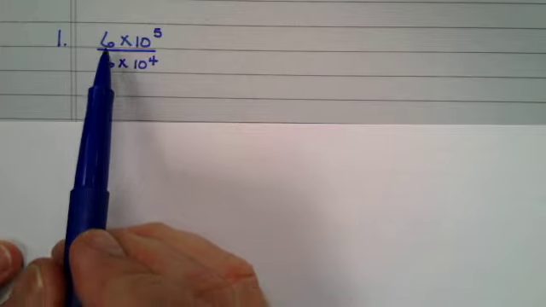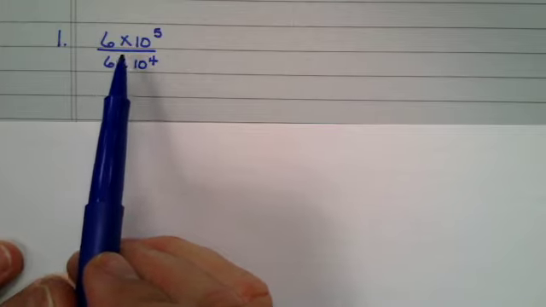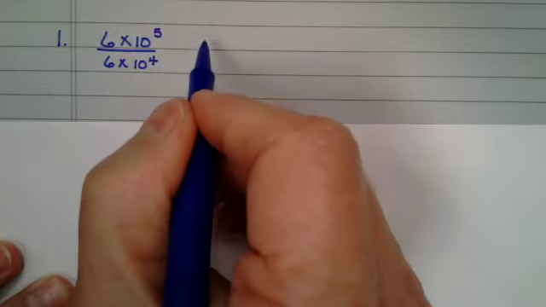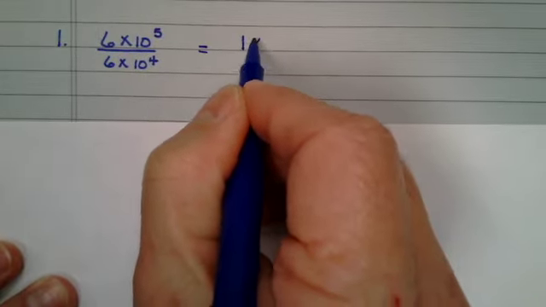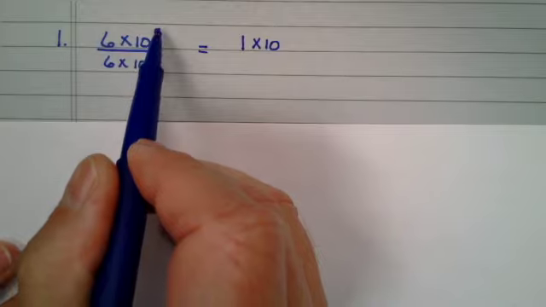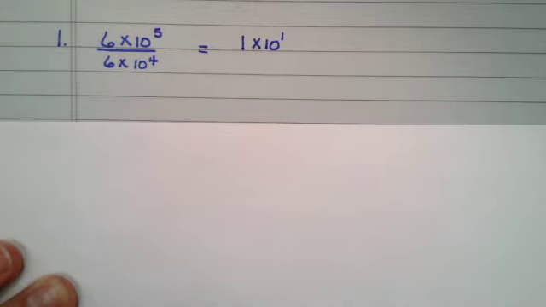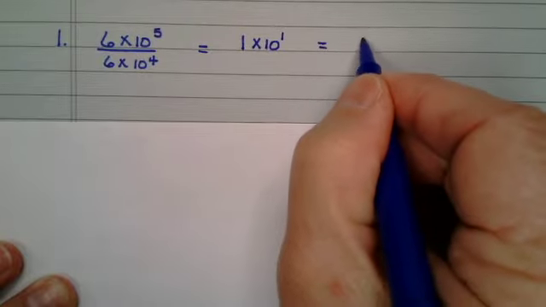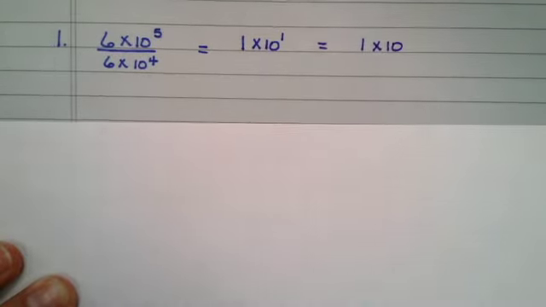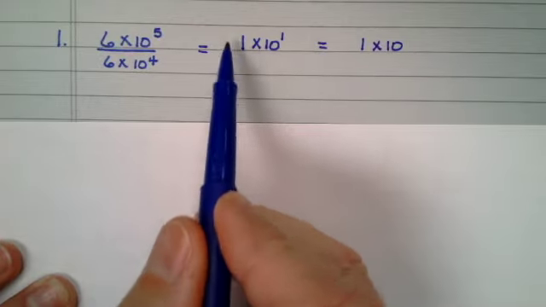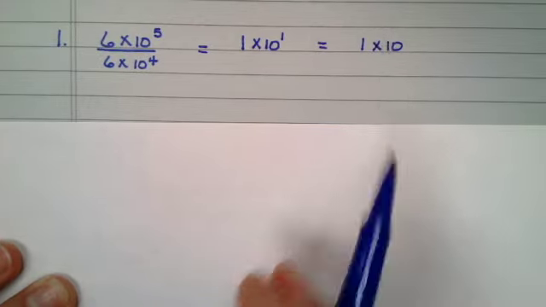So some additional examples. These numbers get divided, and our rule for dividing when we have exponents is we subtract. 6 divided by 6 is 1 times 10. 5 minus 4 is 1. Now sometimes you may see it written like this, 1, because we don't have to write an exponent of 1. Sometimes you're going to see it like this, and sometimes you may see it like this.